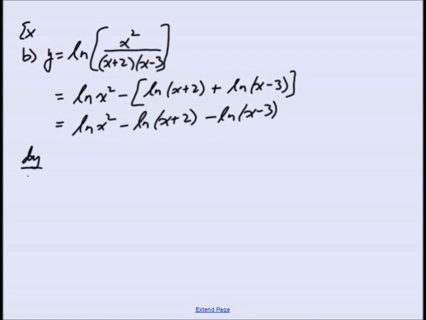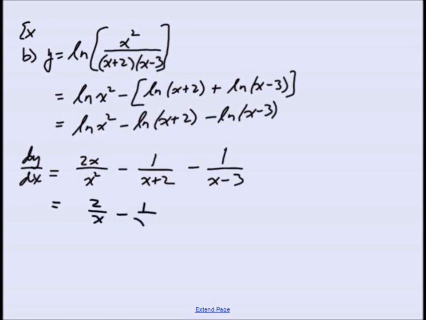Okay, and now we can easily take the derivative of the first part of the function. Derivative of x squared is 2x over x squared. The derivative of x plus 2 is 1 over x plus 2. Derivative of x minus 3 is 1 over x minus 3. Okay, and we can simplify that first part, 2 over x, subtract 1 over x plus 2, subtract 1 over x minus 3. If you wanted to get a common denominator there and put everything together, then that would be fine as well.